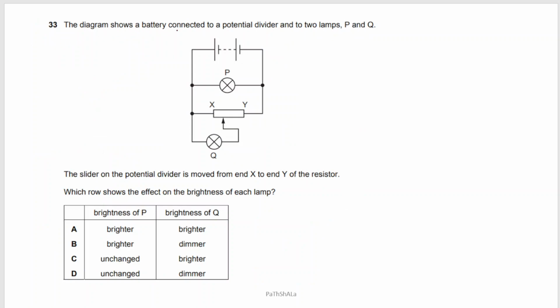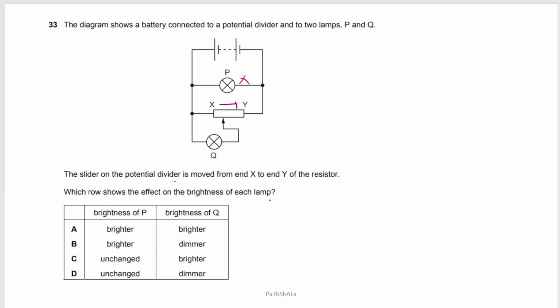33. The diagram shows a battery connected to a potential divider of two lamps P and Q. So we have two lamps. The slider on the potential divider is moved from X to Y. Now we have to see it's moved from X to Y. So which row shows the effect on the brightness of each lamp?